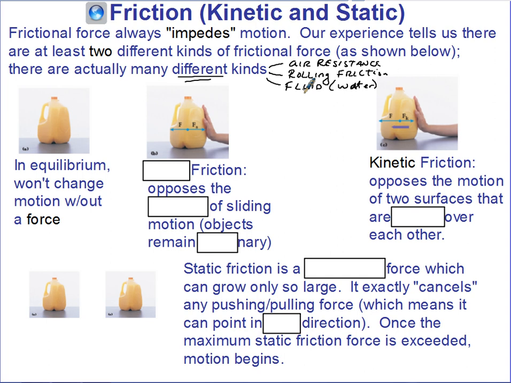So first, a gallon of orange juice is not going to move without some sort of force acting on it. So let's say I push this object to the left, and we don't move the object. What that means is that there is a static frictional force that opposes the initiation of sliding. So the object essentially remains stationary.